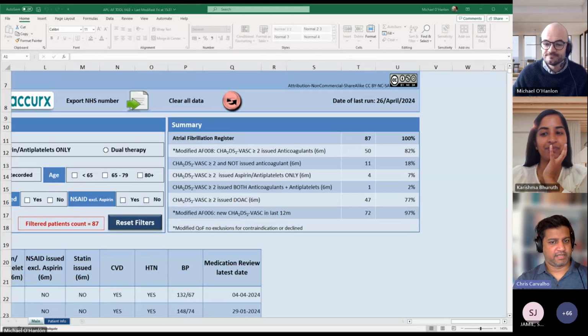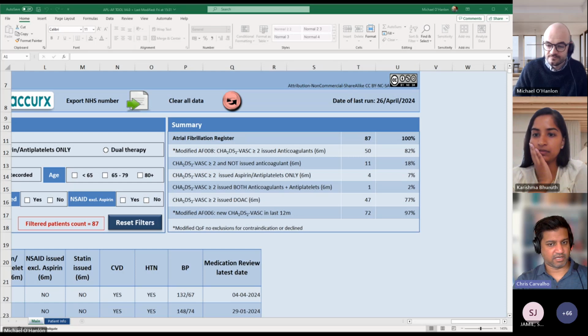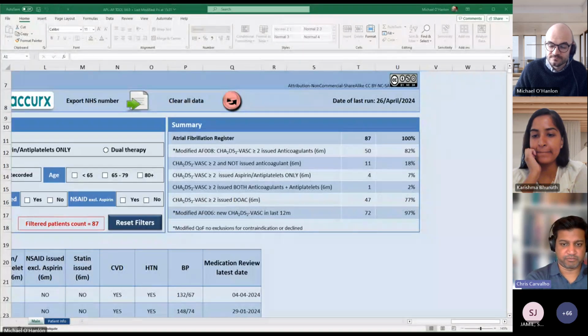So John's put in that around our QOF achievement. I'm just going to read it out. It's noticeable that for the first time, the QOF achievement for anticoagulation in the ICB is now over 90%, best in London and second best in England. That's remarkable, and I agree, this is pretty remarkable given the complexity of our population.